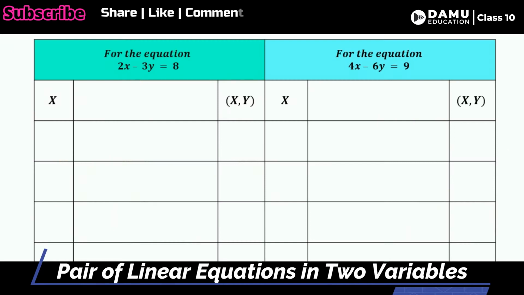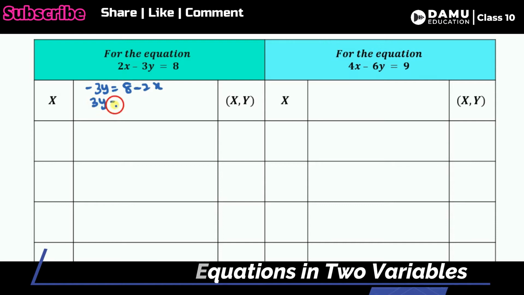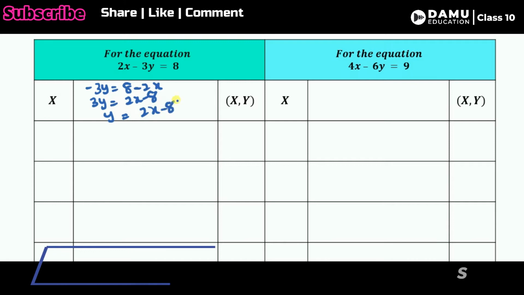Our second one, so let's see this one. What is the table? We have to make a table for this. The equations are 2x minus 3y equal to 8 and 4x minus 6y equal to 9. So let's find out the y value here. Minus 3y will be equal to 8 minus 2x. Then we shift this side, so 3y will be equal to 2x minus 8. Then y will be equal to (2x minus 8) by 3. So this is the final equation.